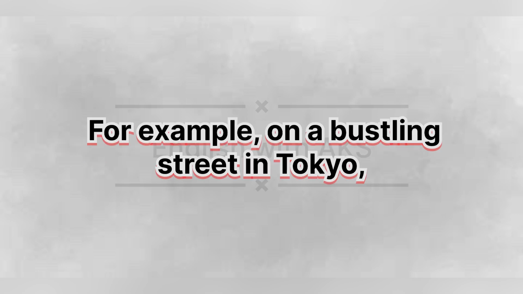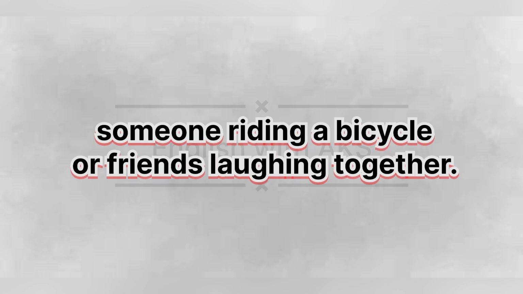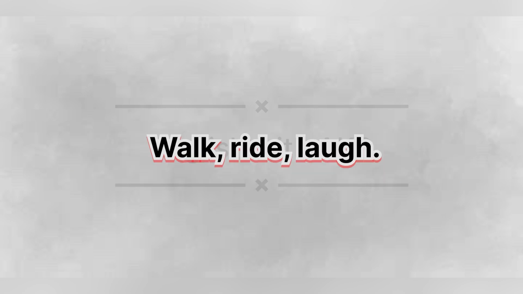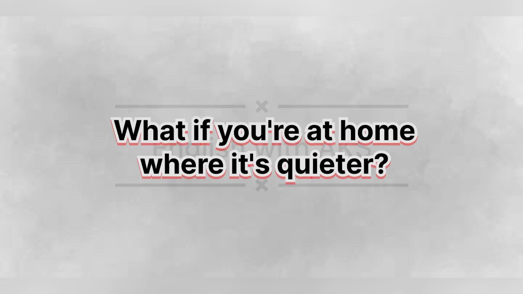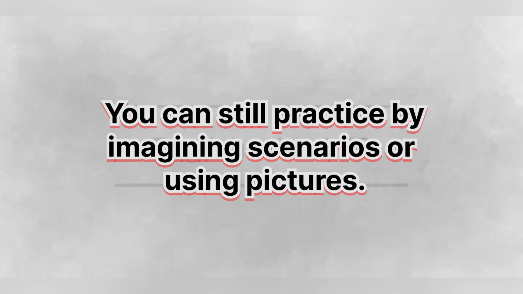For example, on a bustling street in Tokyo, you might see people walking briskly, someone riding a bicycle, or friends laughing together. Mentally note these actions in English: walk, ride, laugh. What if you're at home, where it's quieter? No problem. You can still practice by imagining scenarios or using pictures.